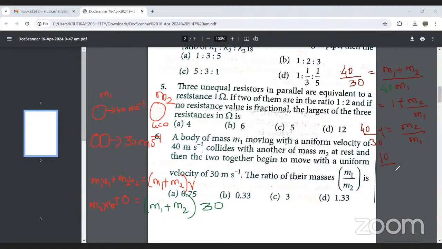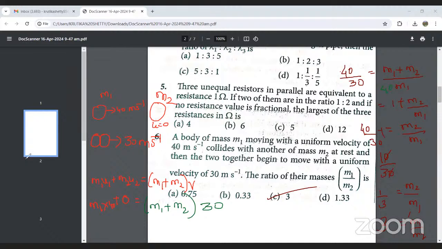40 minus 30 is 10, 10 divided by 30. So what is 10 divided by 30? The 0 will get cancelled, we will get 1 by 3. But that is M2 divided by M1. In the question, they are asking M1 divided by M2. So we take the reciprocal, and the option C is the correct answer.